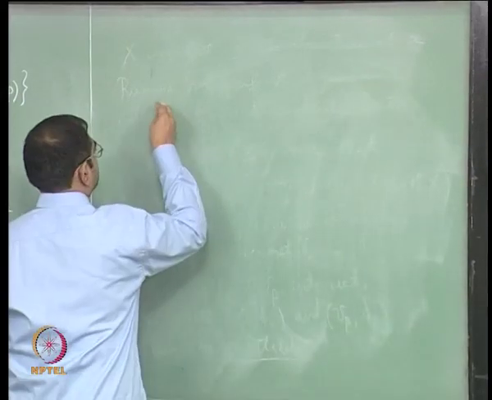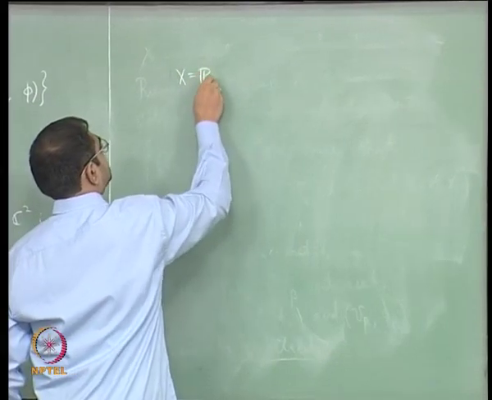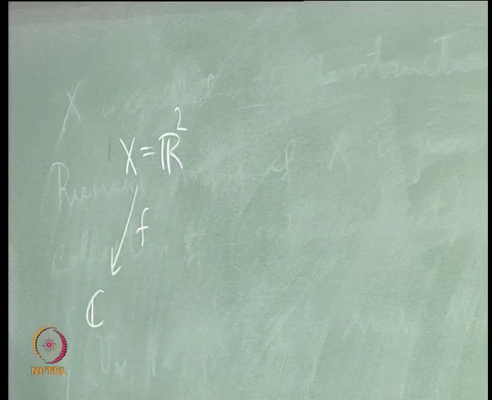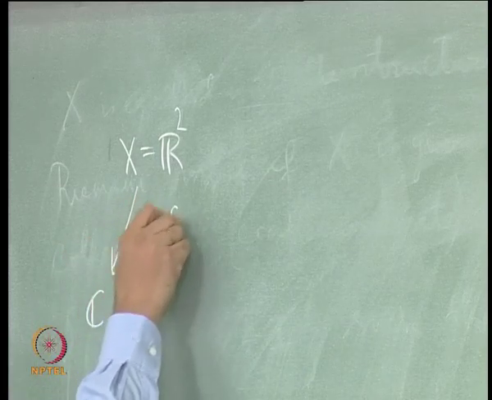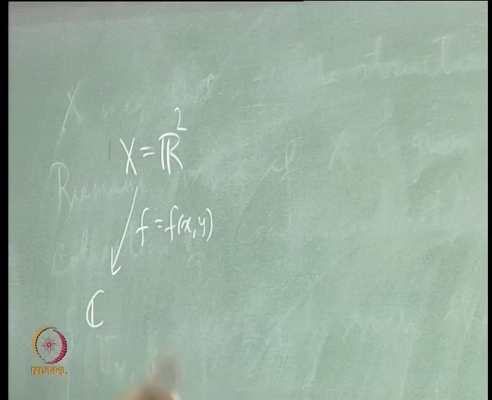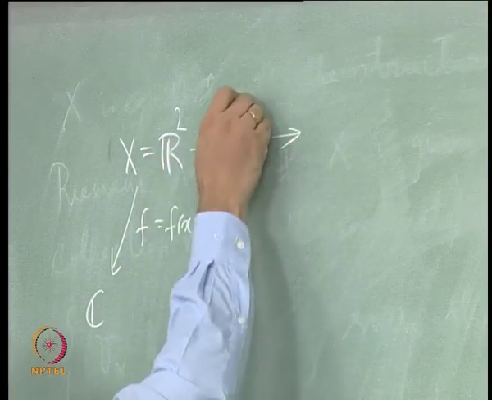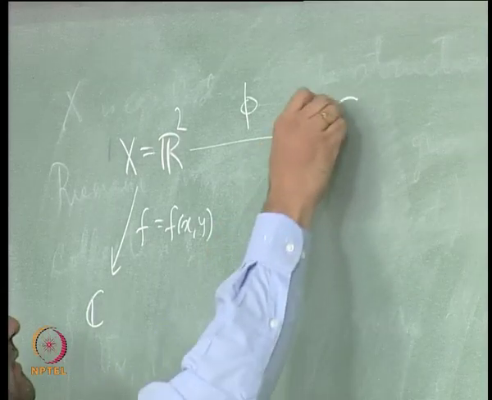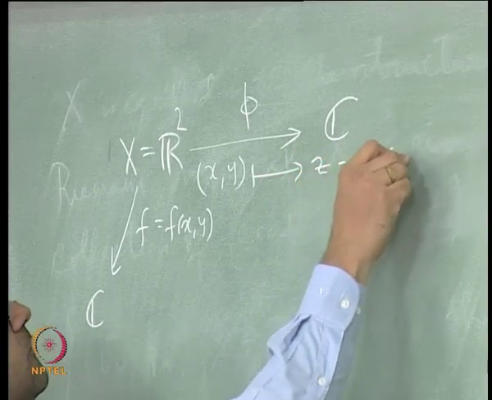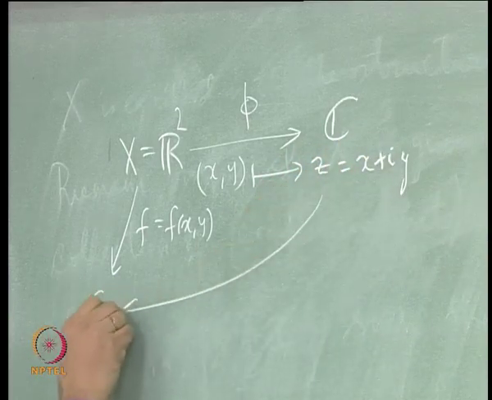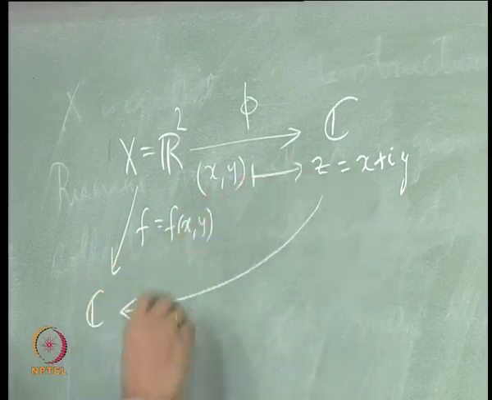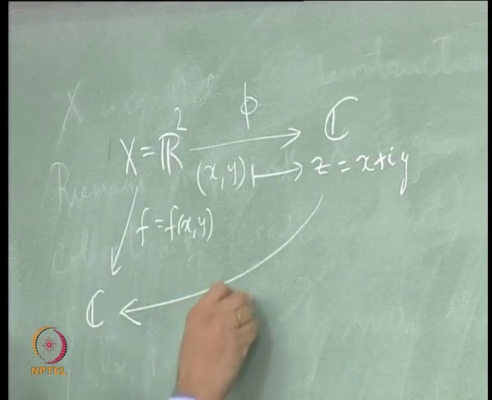So my X is R2, and suppose I have a function f into C, given by f of x comma y for x comma y a point in R2. When do I say it is holomorphic? By my definition of holomorphicity, I take this chart that identifies x comma y with z, which is x plus iy, and then I have to take this composition. What I will get is just f written as a function of z.